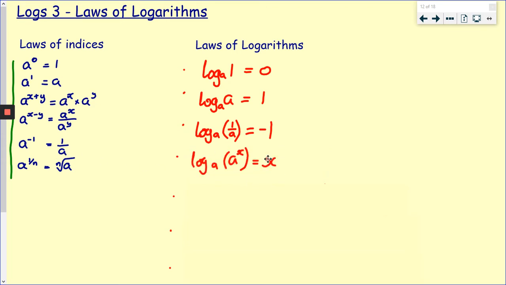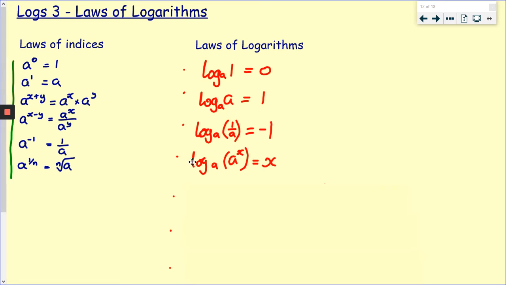And this one is a funny one, but it's just kind of obvious. It's a tautology, really. So this is the power that we have to raise a to get a to the x. Well, it's just going to be x. x is the power that I have to raise a to get a to the x.